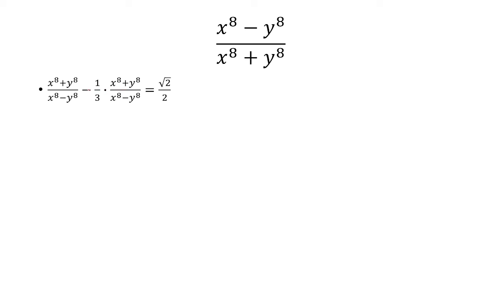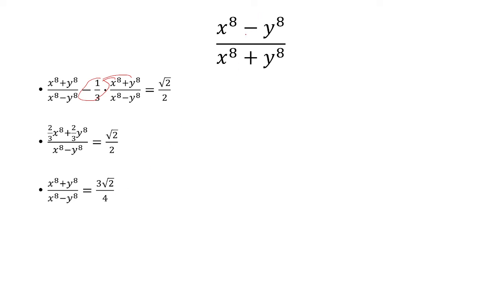And this negative 1/3 is going to distribute. The way we're going to treat this fraction is negative 1/3 is going to distribute to the x to the 8th and y to the 8th. So x to the 8th minus 1/3 x to the 8th becomes 2/3 x to the 8th, and then y to the 8th minus 1/3 y to the 8th is 2/3 y to the 8th. Now I can multiply both sides by 3/2 to eliminate the 2/3. And so I have 3 root 2 over 4. But notice I want x to the 8th minus y to the 8th at the top, but here I have it in the denominator. So I'm going to flip both fractions.